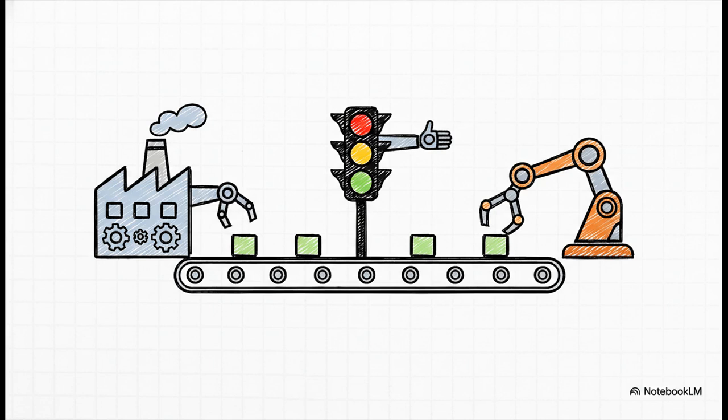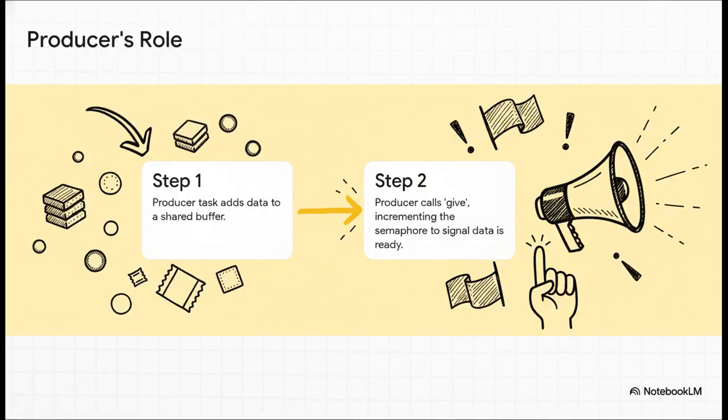It's a super common design where you have some tasks, the producers, that are creating data or work, and other tasks, the consumers, that process that data. So here's how it works on the producer side. The producer does its job, right? It creates some data and drops it into a shared buffer. And then it calls give on the semaphore. Notice it's not taking anything, it's giving. It's basically raising a flag and shouting, hey, I just dropped off some new work.